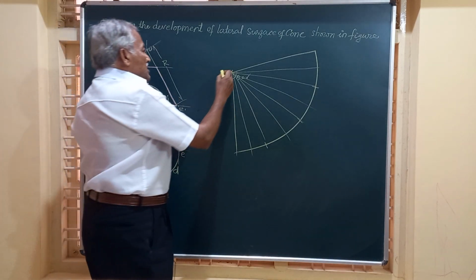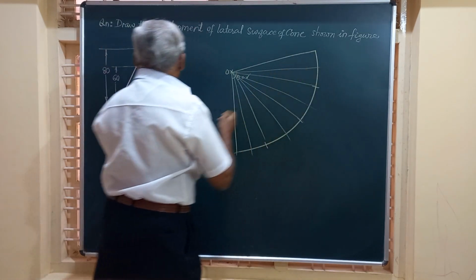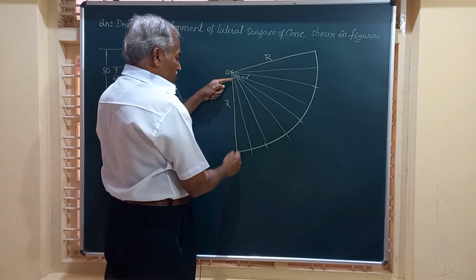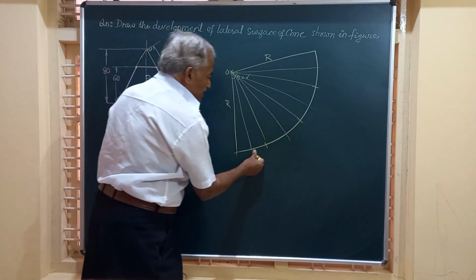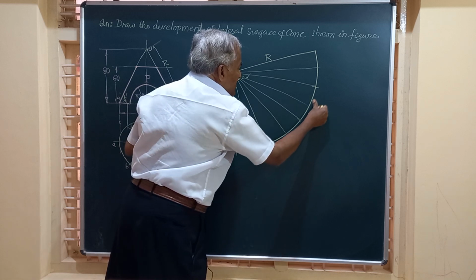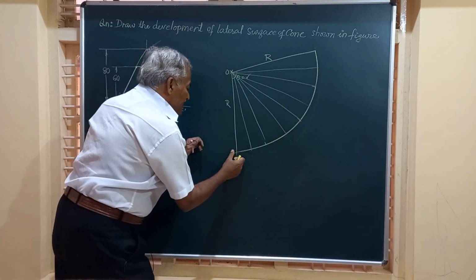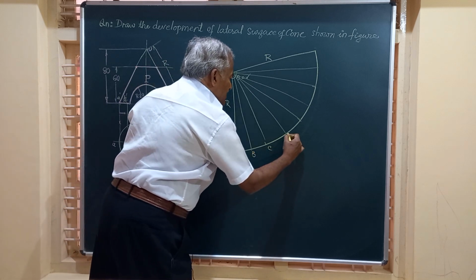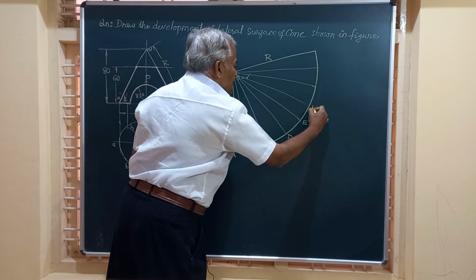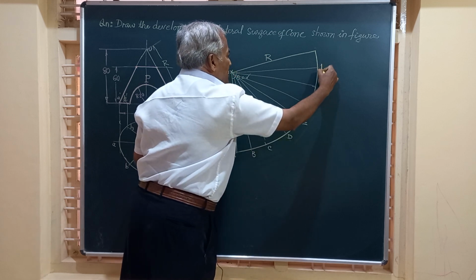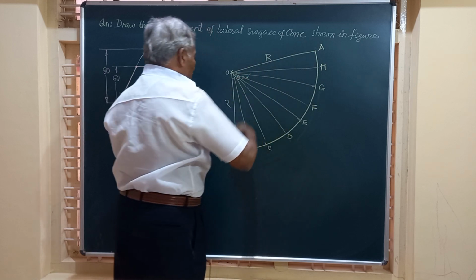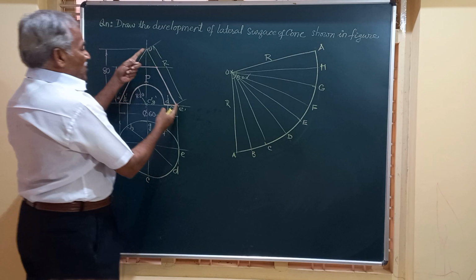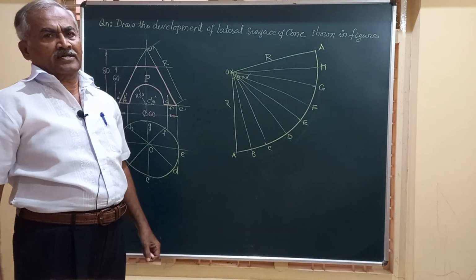And this sector we have drawn here with R as the length, that is R, and this length is also R. This is the sector we have drawn. And we will name all these points on the base as A, B, C, D, E, F, G, H, and A. OA and OA, the end lines should have the same numbering. So they have the length equal to R, the length of the true generator.